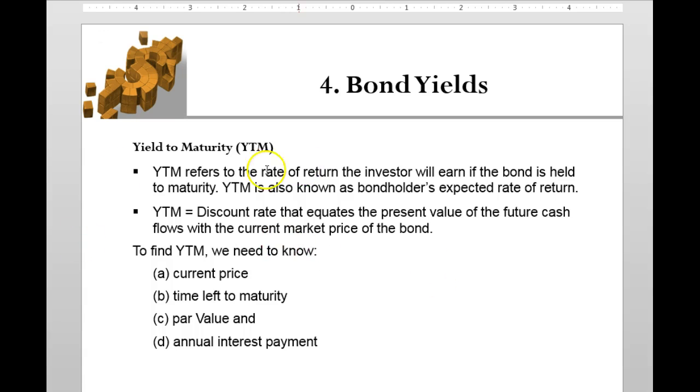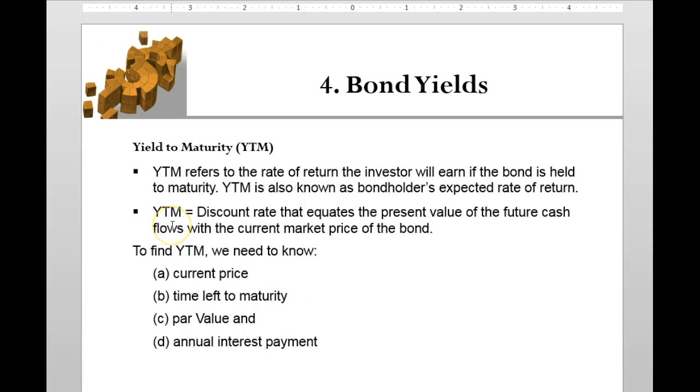So, there's something called yield to maturity, and that refers to the rate of return the investor will earn if the bond is held to maturity. That's also known as the expected rate of return. Now, don't get that mixed up too much with required rate of return, because expected rate of return we can use in a different sense at times.